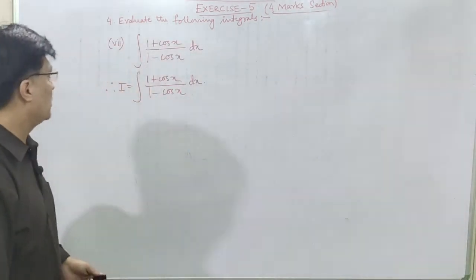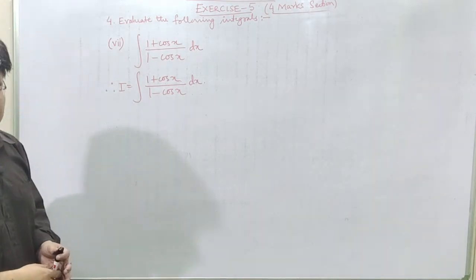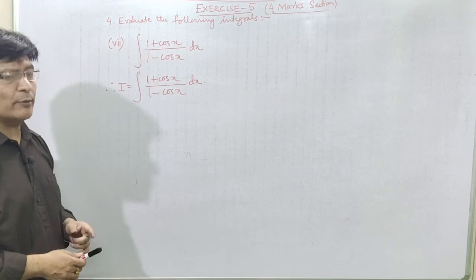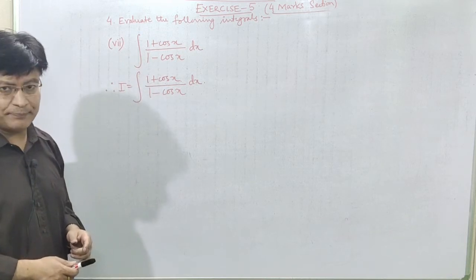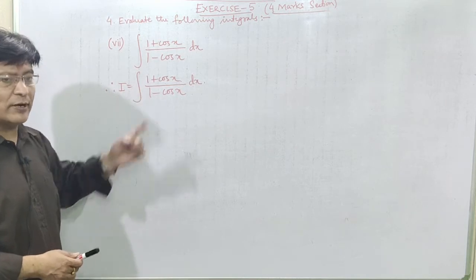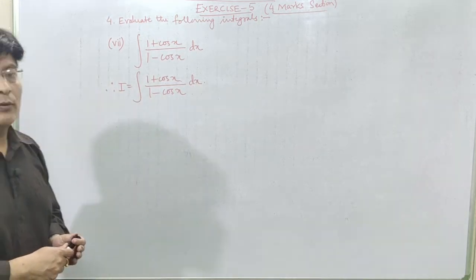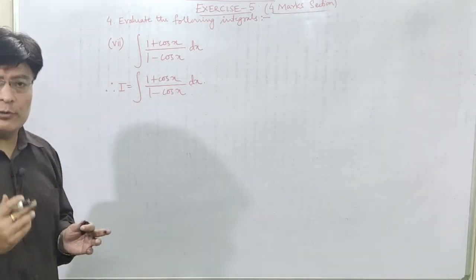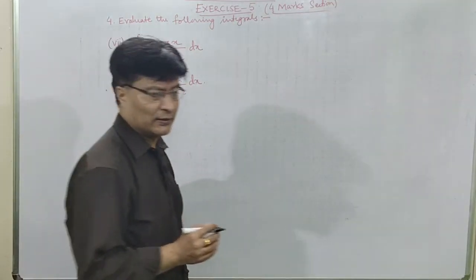So now we'll do the next question, that is question number 7. You have to integrate (1 plus cos x) divided by (1 minus cos x) dx. So let us write capital I is equal to the integration of (1 plus cos x) divided by (1 minus cos x) dx. In this case you have to use the formula from submultiple angle.